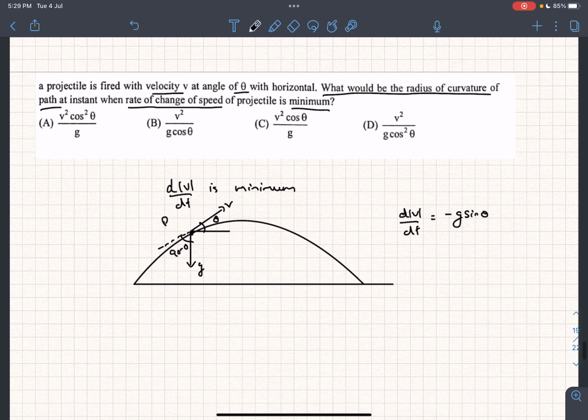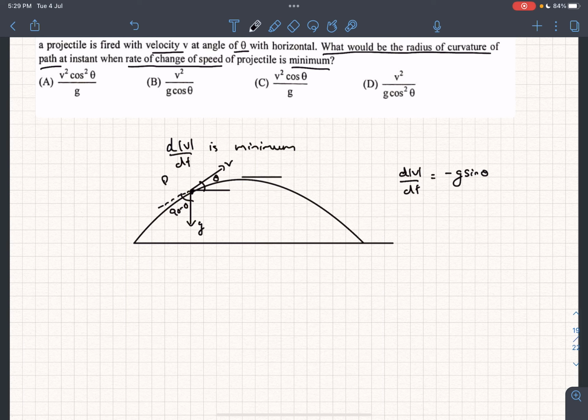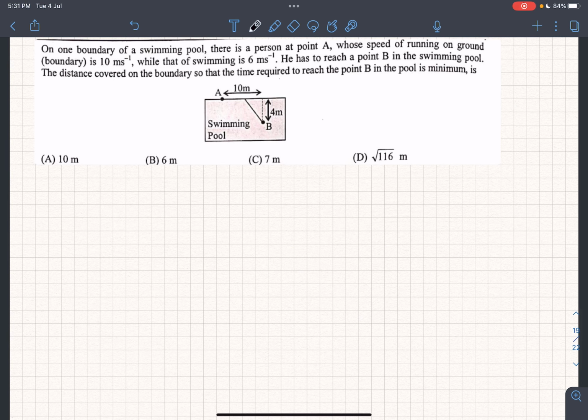And we know at the topmost point, the velocity of the projectile is v cos theta, and the acceleration perpendicular is g. So from this, we can get the radius of curvature at the topmost point to be v square cos square theta divided by g, which would be option A. Moving on to the next problem.